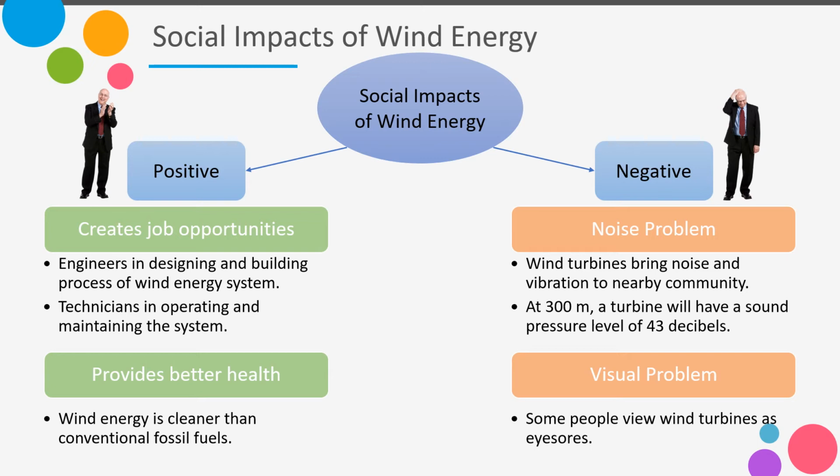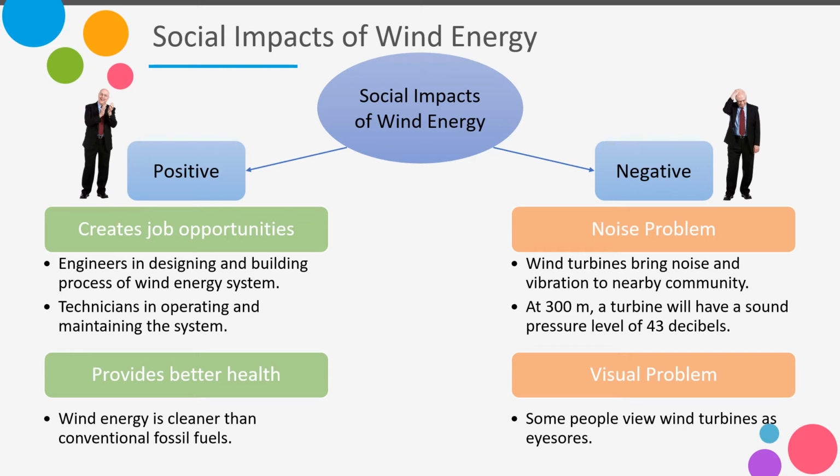On the other hand, wind energy also causes some minor problems to society. The first negative impact is the noise problem. The operation of wind turbines brings noise and vibration to the nearby community. At 300 meters, the turbine will have a sound pressure level of 43 decibels. Although it is minimal, it still aggravates some people.